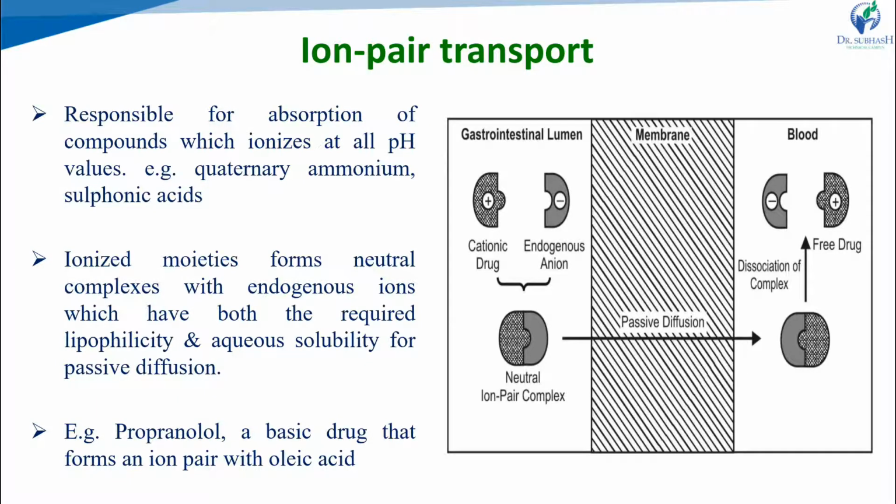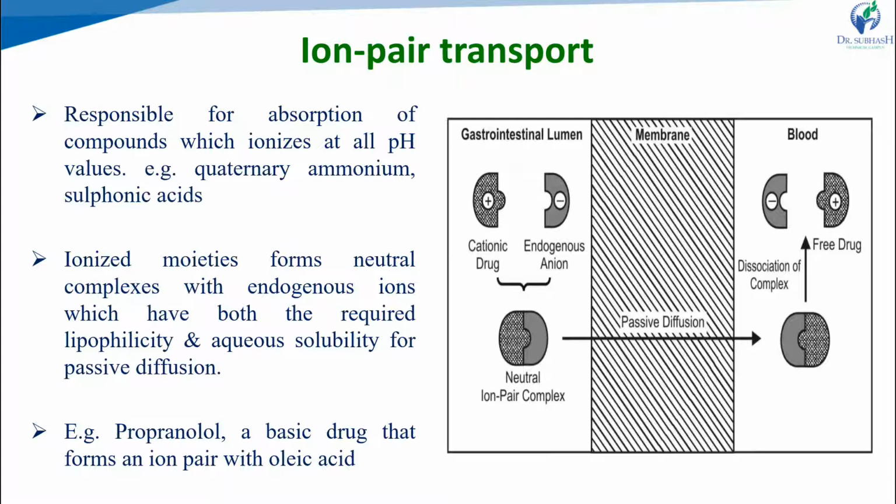Next one, ion pair transport. What happens in ion pair transport? An ionic drug binds with opposite ions and forms a neutral complex. That neutral complex crosses the cell membrane, reaches the other side, the blood, and dissociates and releases the free drug. It is responsible for the absorption of compounds which ionize at all pH.